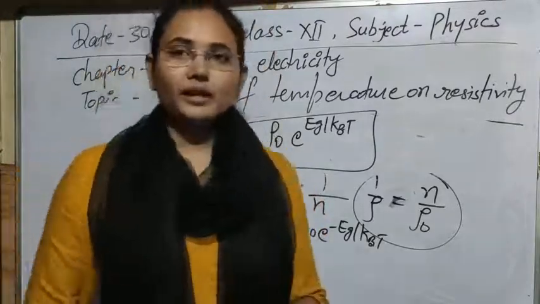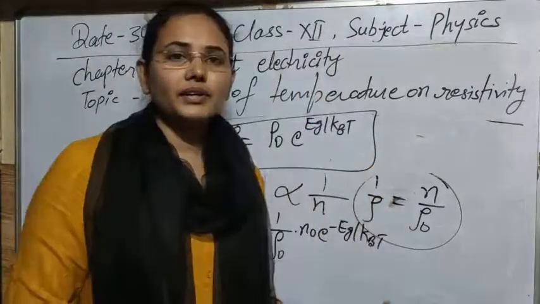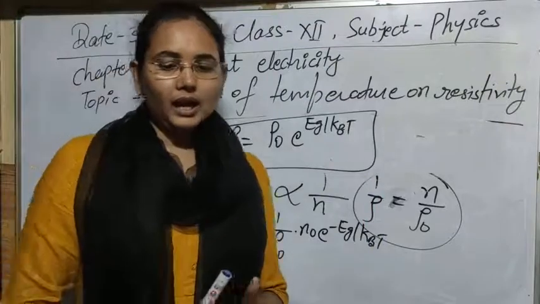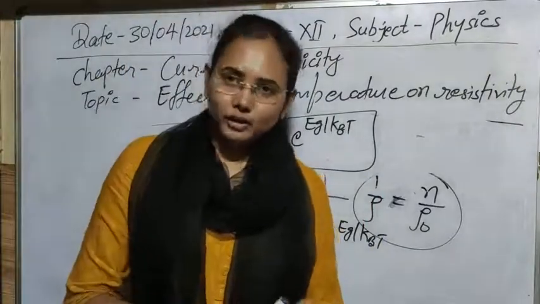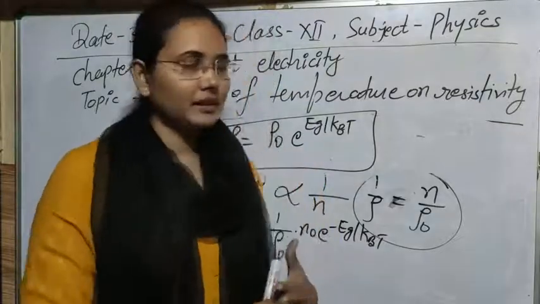And for an insulator, as you already know, alpha is negative. So whenever alpha is negative, resistivity will decrease with temperature. And if we are talking about electrolytes, then for an electrolyte it is also decreasing. So I think all the concepts about the chapter are now clear.